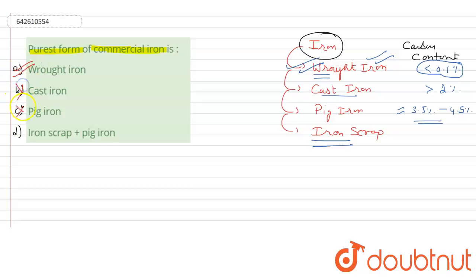Options B, C, and D will be wrong answers, because in option D it says iron scrap plus pig iron, but the iron scrap is actually a waste material of the wrought iron. And pig iron has a carbon content of 3.5%, so these are the waste, or impure forms of iron. They are not the purest form. The purest form of iron will be wrought iron, in which the carbon content is very low. So option A will be the correct answer.